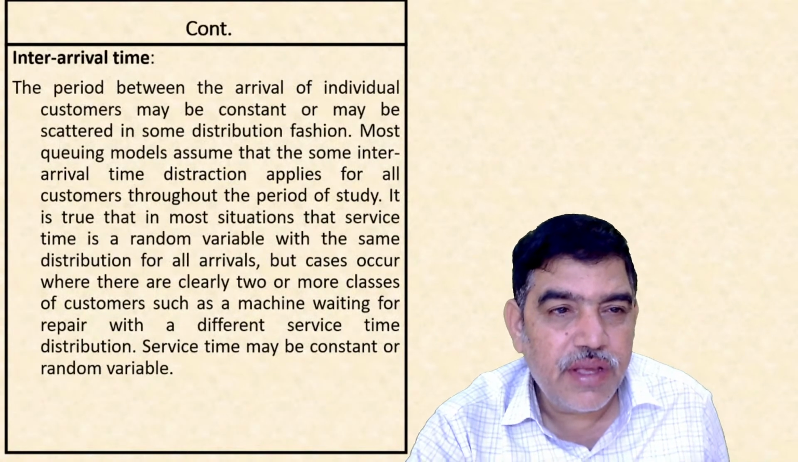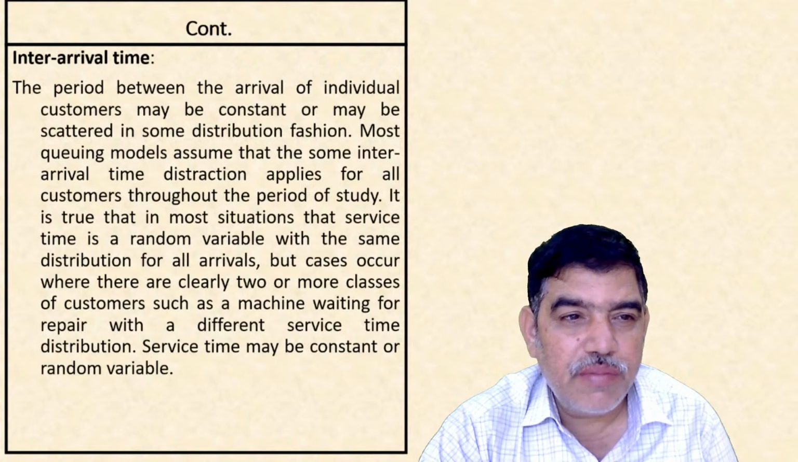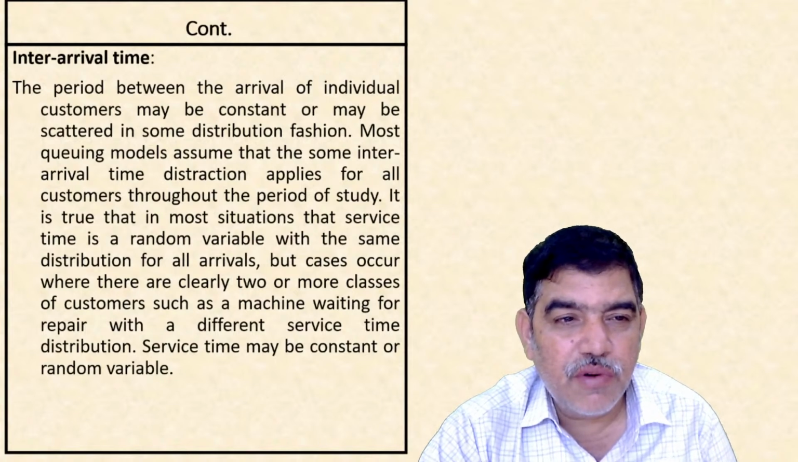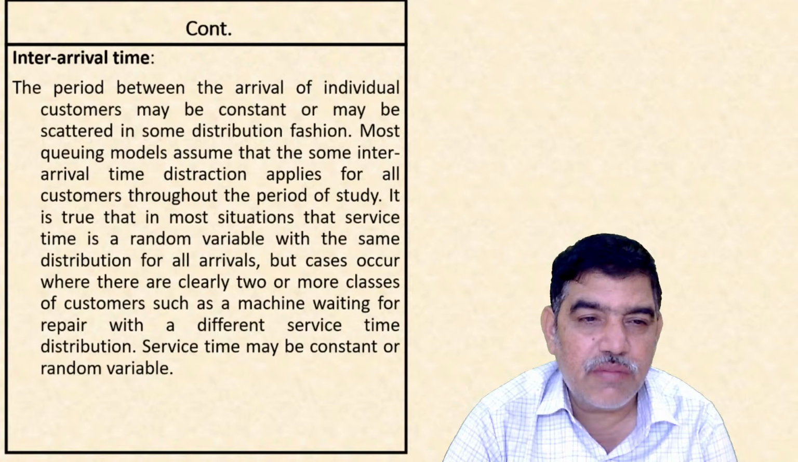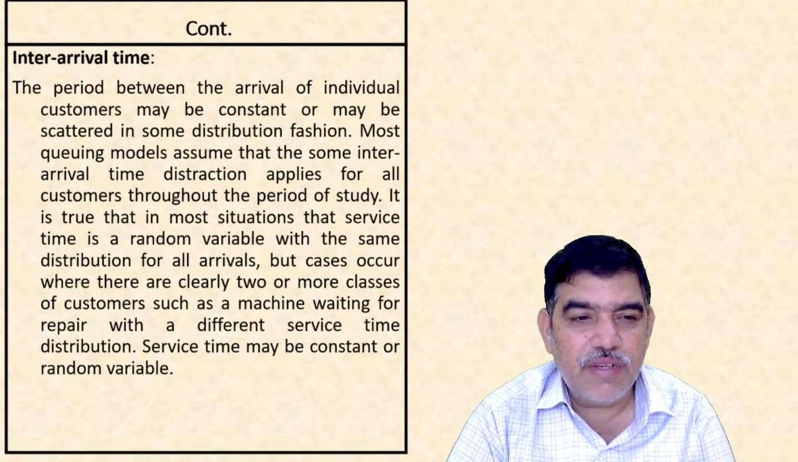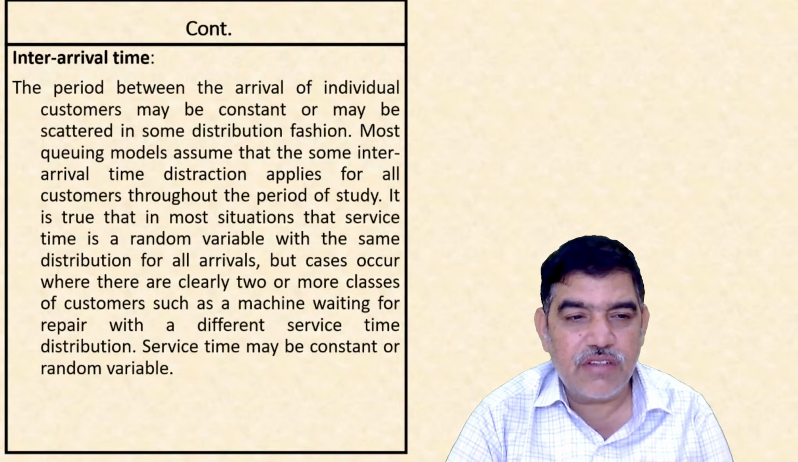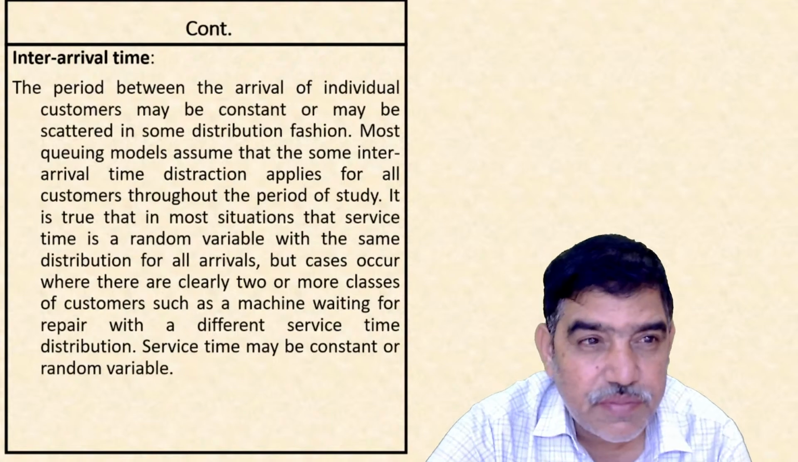Then inter-arrival time. The period between the arrival of individual customers may be constant or may be scattered in some distribution fashion. Most queuing models assume that the same inter-arrival time distribution applies for all customers throughout the period of study. It is true in most situations that service time is a random variable with the same distribution for all arrivals, but cases occur where there are clearly two or more classes of customers, such as a mechanic waiting for repair, with a different service time distribution. Service time may be constant or a random variable.